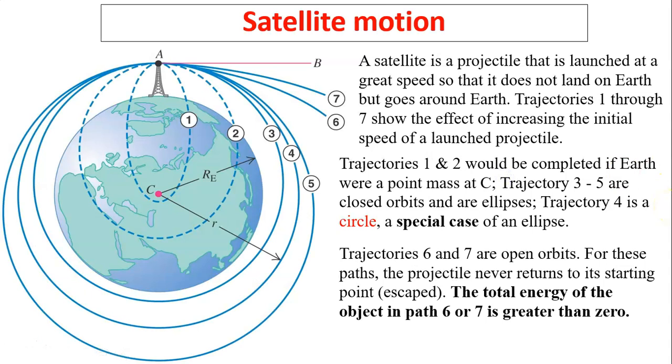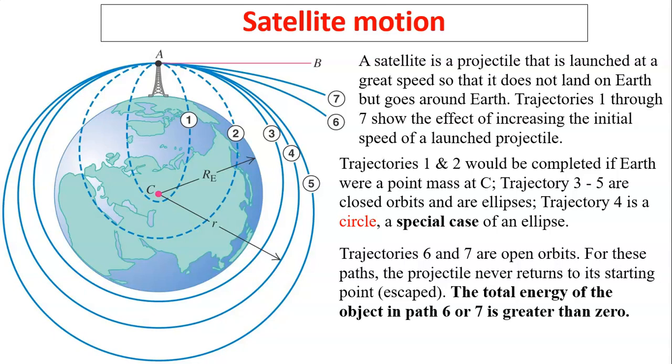Satellite motion. A satellite is a projectile that is launched at a great speed so that it does not land on Earth but goes around Earth. Trajectories 1 through 7 show the effect of increasing the initial speed of a launched projectile. Trajectories 1 and 2 would be completed if Earth were a point mass at one of its foci. Trajectories 3 to 5 are called closed orbits, and they are ellipses. As a matter of fact, trajectory 4 is a special case because it is a circle.